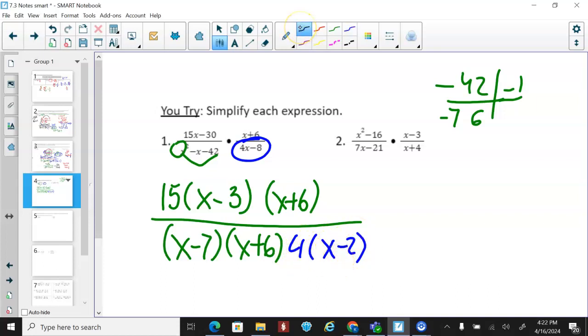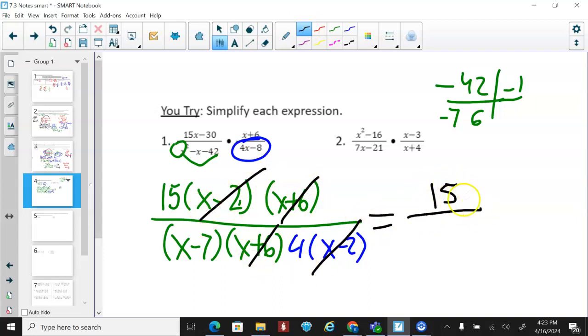Now I'm going to look at what I can cancel. Oops, I'm so sorry. I made a mistake right here, guys. It's supposed to be 2, since negative 30 divided by 15 is 2. So x plus 6 and x plus 6 cancel. X minus 2 and x minus 2 cancel.